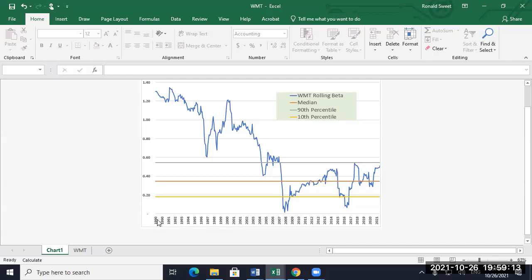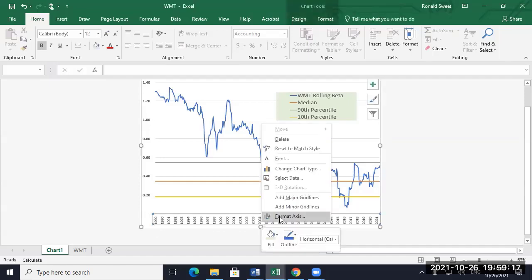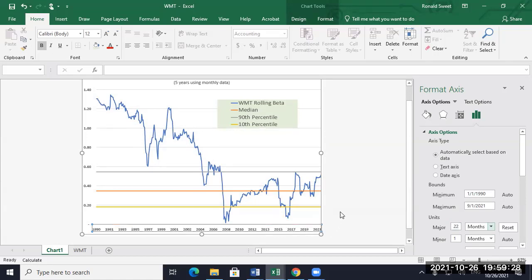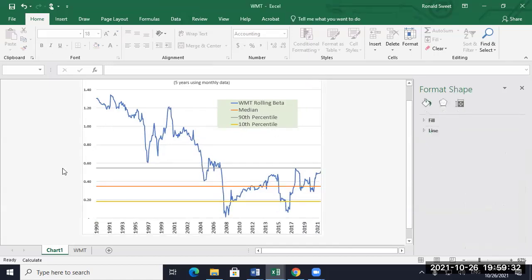I also don't like this. It says 1990 twice in 2001, so I'm probably going to change my format here. And let's try, watch the 2020, 21 go away. So I'm going to try 22 and see if that will work. Ah, good, that worked. All right, so think about those things.